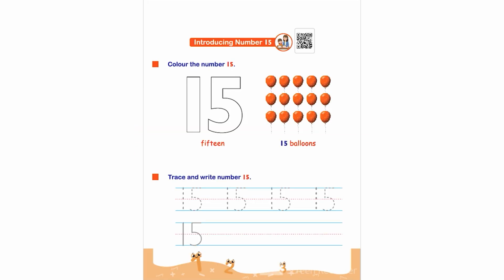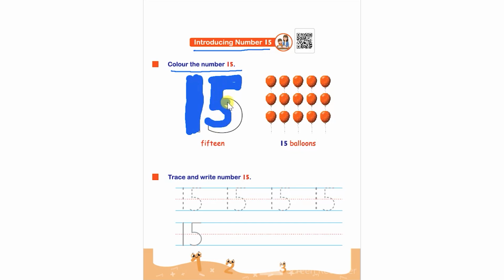Hello everyone. In this worksheet, the topic is introducing number 15. Color the number 15. So first of all, the child has to color the number 15 which is given over here, and for that they can use crayons or pencil colors to do the same.